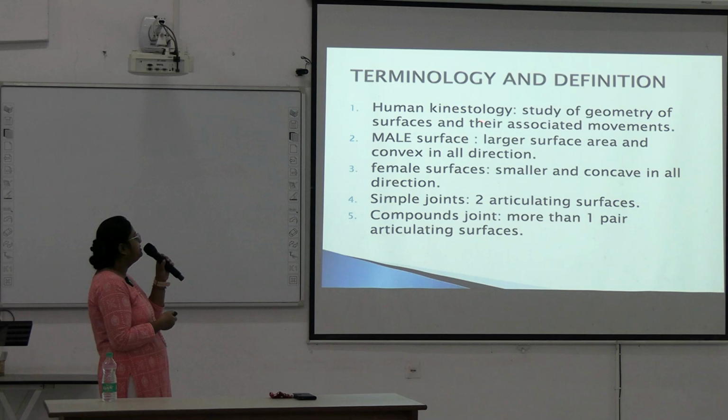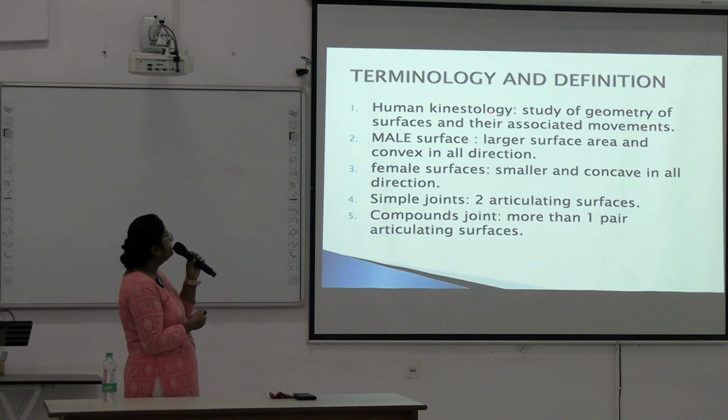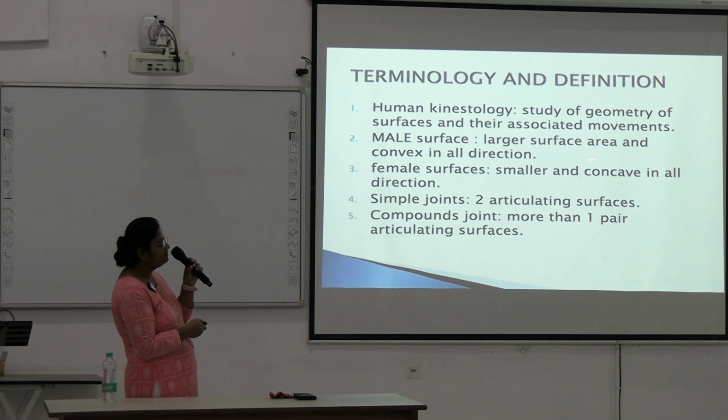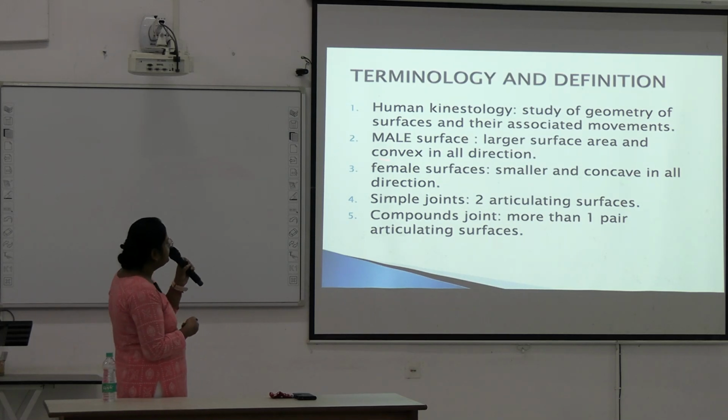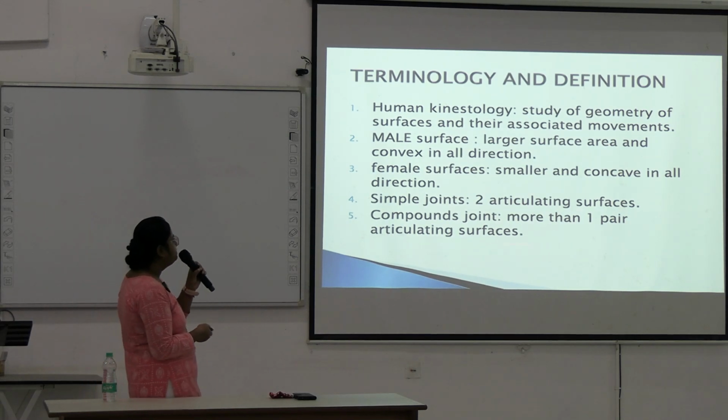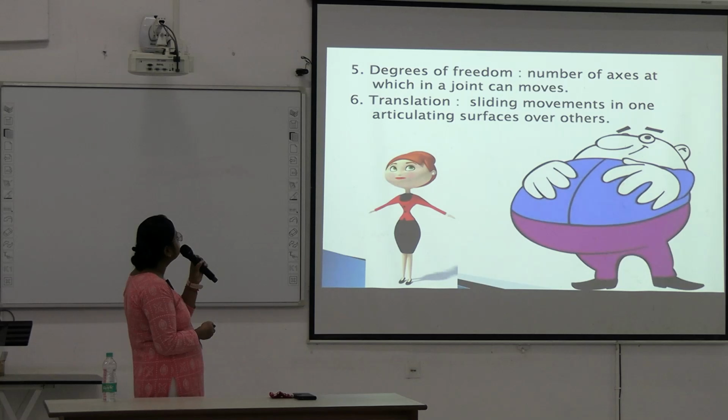So human kinesiology, study of geometry of surfaces and their associated movement. Here used male surface and female surface. Male surface is larger surface area and it is convex in all direction. Female surface is smaller and concave in all direction. Simple joints have 2 articulating surfaces. Compound joints have more than 1 pair of articulating surfaces.